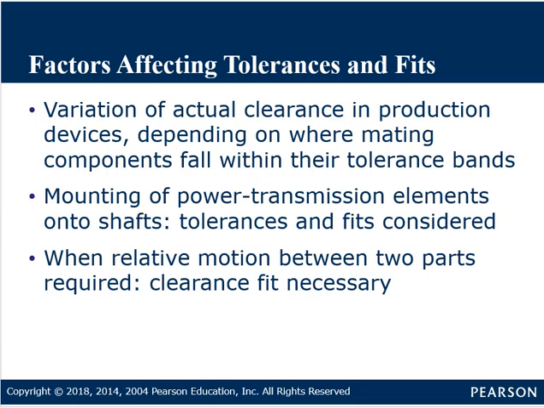First of all, let's talk about the factors affecting tolerances. Variation of actual clearance in production parts depends on where the mating components fall within their tolerance bands. So we're talking about parts that have to fit together, whether the parts have to move, or whether you're mounting a gear onto a shaft and it's a press fit. So we're talking about how parts fit with each other.